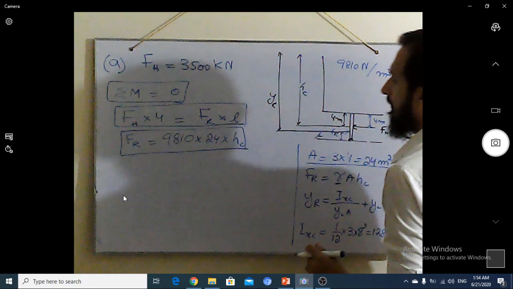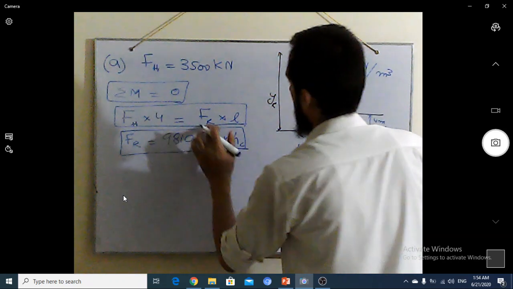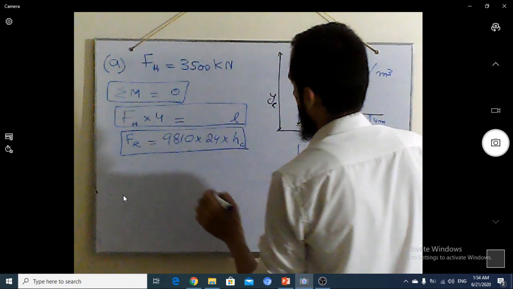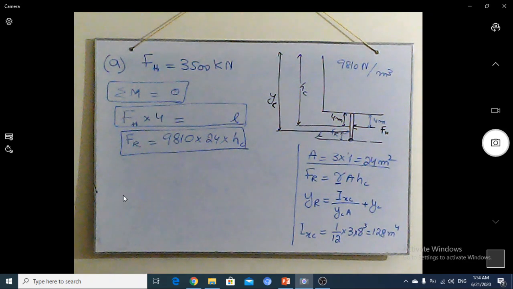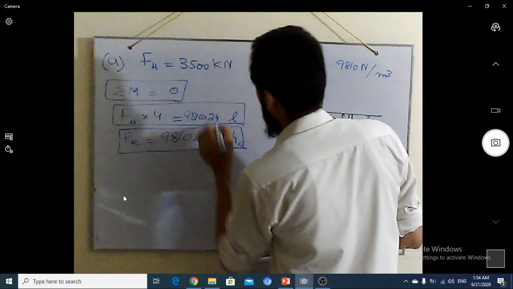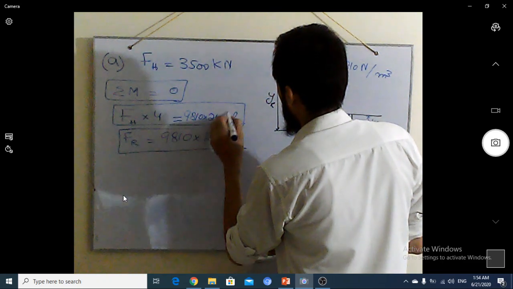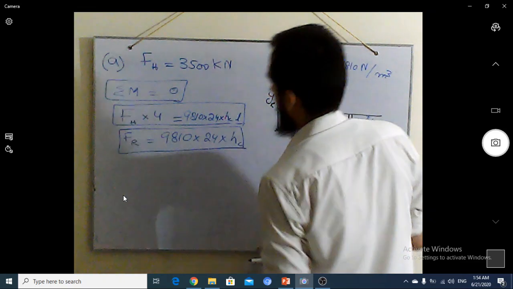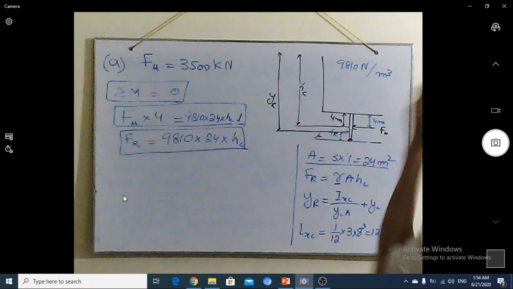I can write all these things in this formula, so it becomes 9810 multiplied by 24 multiplied by HC and L. So let's say this is our first equation.